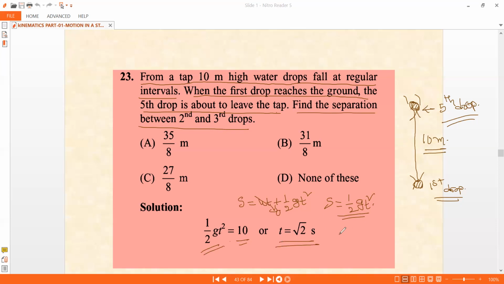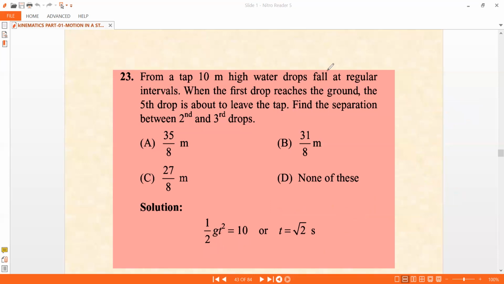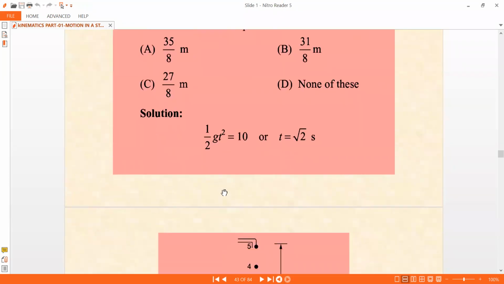So this t equal to root 2 happens to be the time it takes for the first drop to hit the ground. That is the first idea. Now let's see what happens later.